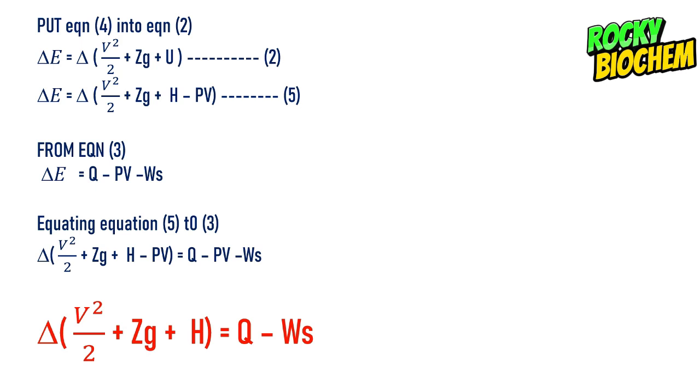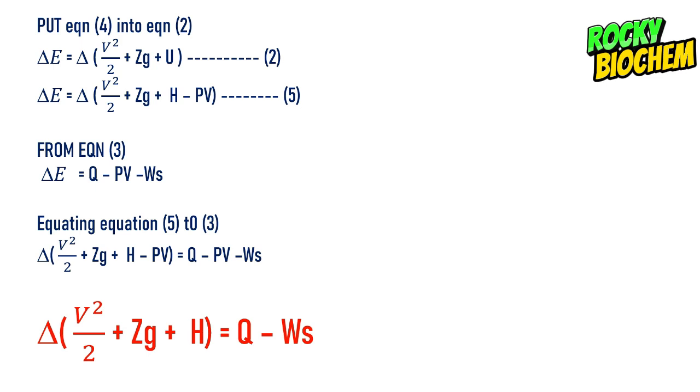So when you do the equation, we are going to get change in V squared over 2 plus Zg plus H minus PV to be equal to Q minus PV minus WS. So since we have minus PV on the left side of the equation and then minus PV on the right side of the equation, they can cancel each other. And at the end, we are going to have change in V squared over 2 plus Zg plus H, and all these should be equal to Q minus WS. So this is the heat balance equation. This equation highlighted in red here is the heat balance equation.